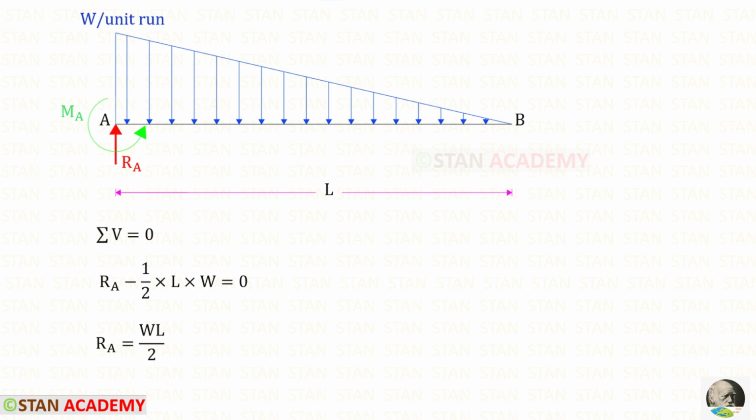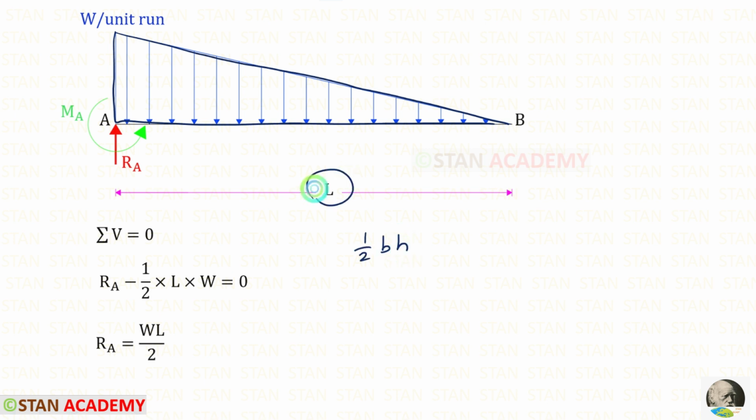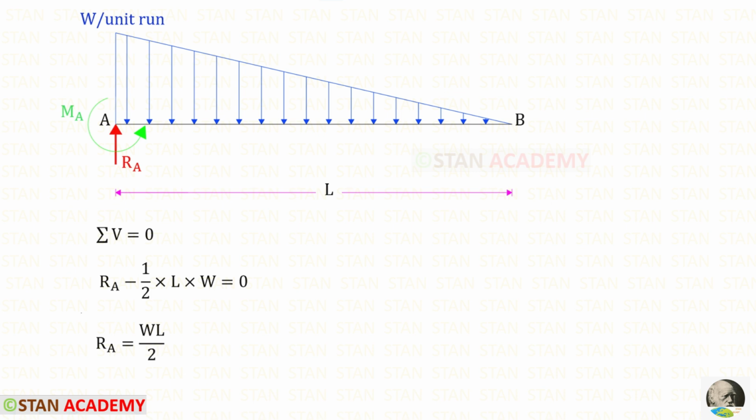Let us apply the rule sigma V is equal to 0 and find RA. RA is acting upwards, so it will be positive. UVL is acting downwards, so it will be negative. For the UVL, we have to take the area. We know that it is a triangle. We know the formula to find the area of a triangle, that is half into BH. Here the breadth is L and the height is W. So the area is half into L into W. In this way, for the reaction RA, we will get WL upon 2.